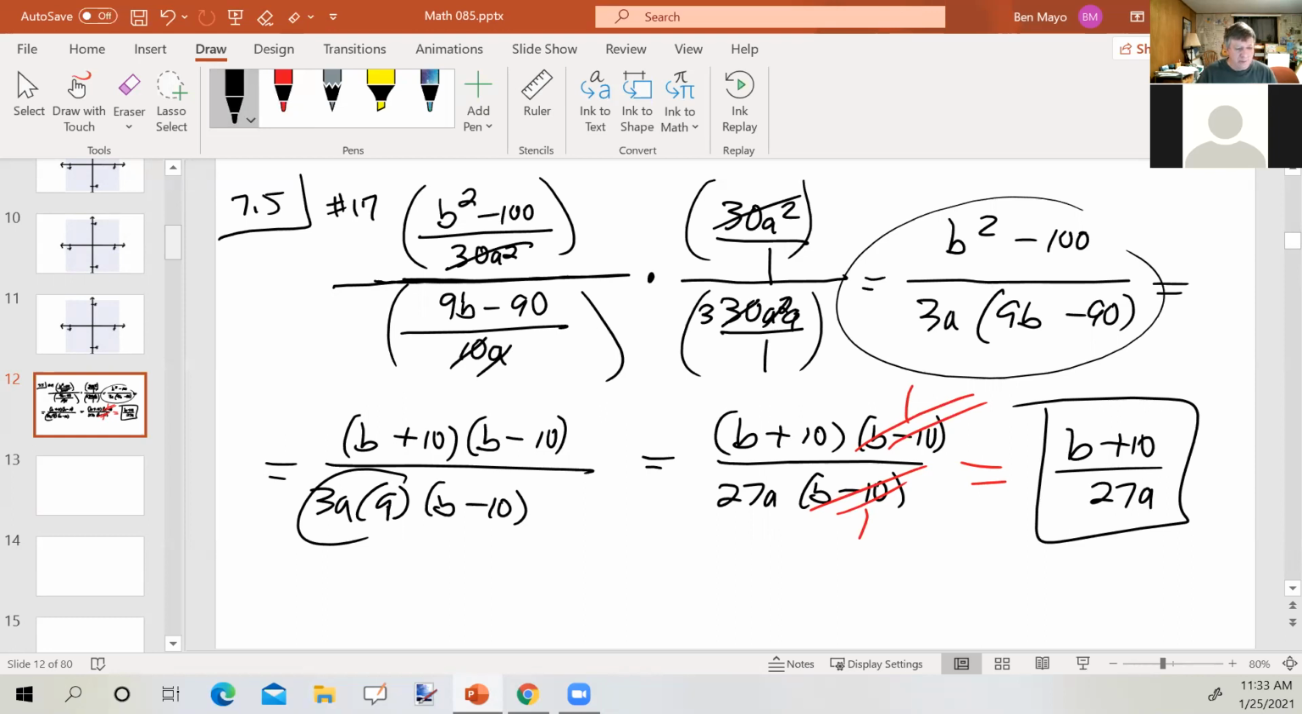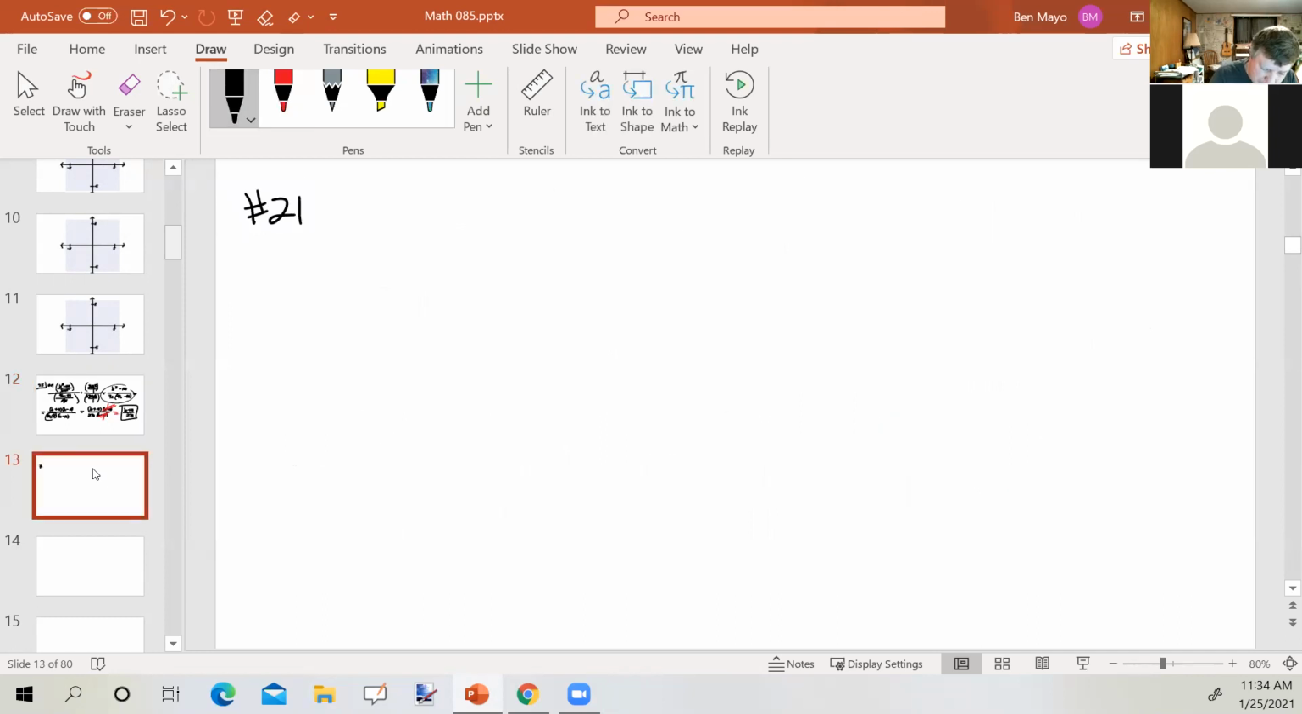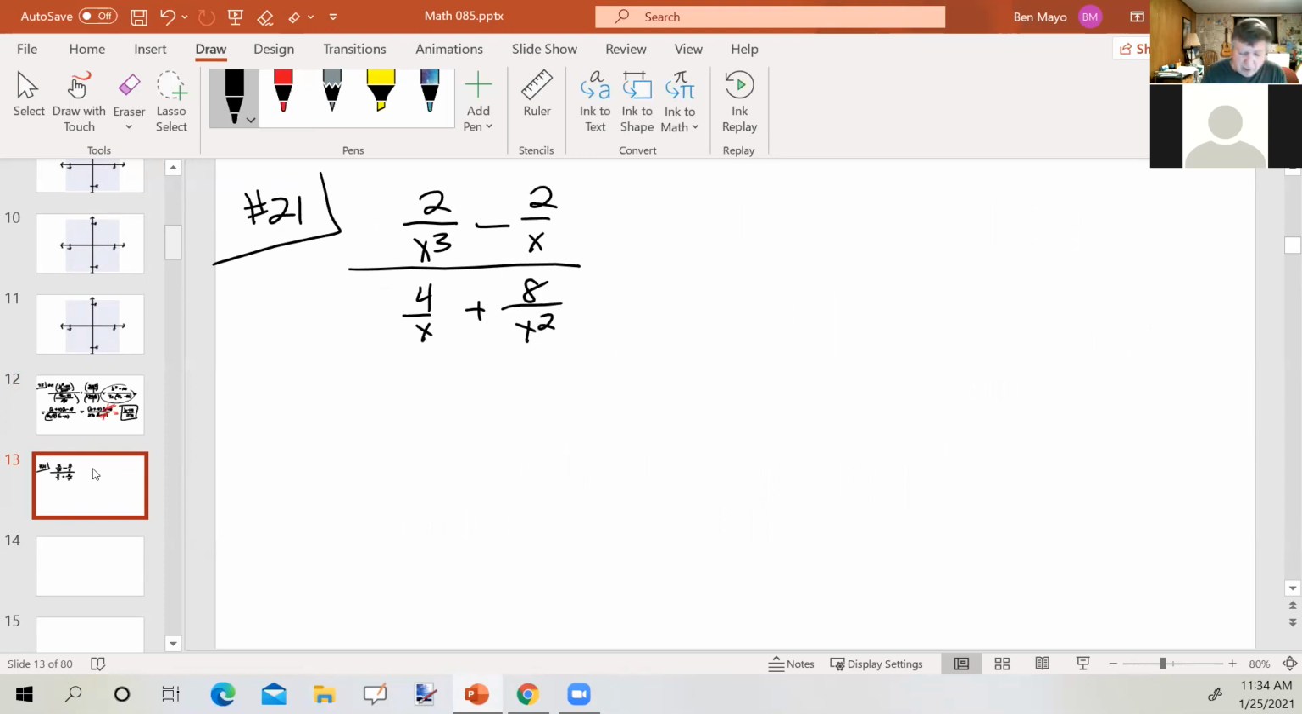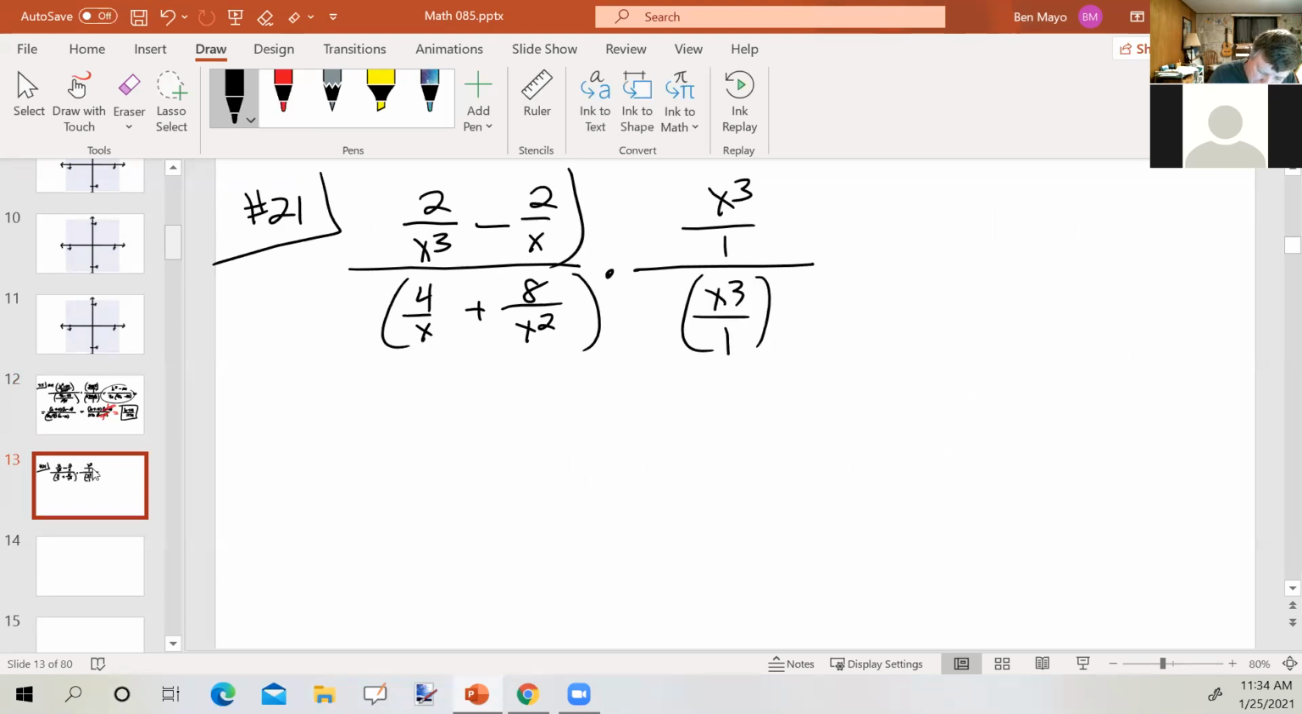Now we're going to take a look at problem number 21, same section. Again, simplify the complex fraction. We have the following: 2 over x cubed minus 2 over x, all divided by 4 over x plus 8 over x squared. Our denominators are x cubed, x, and x squared. So the least common denominator would be x cubed.